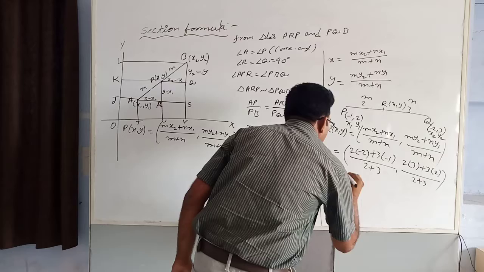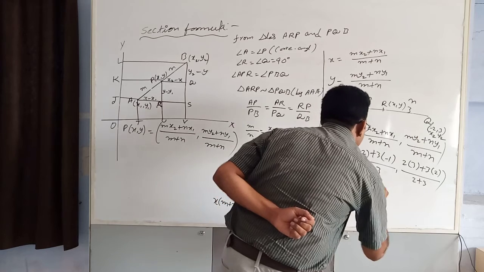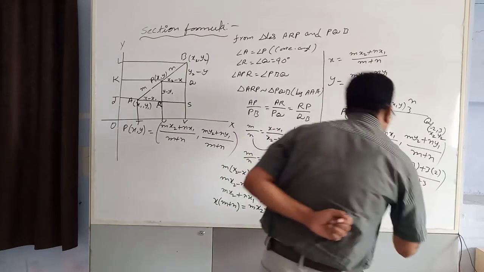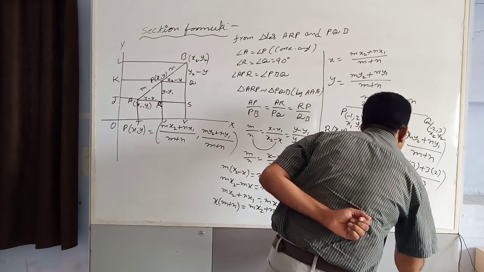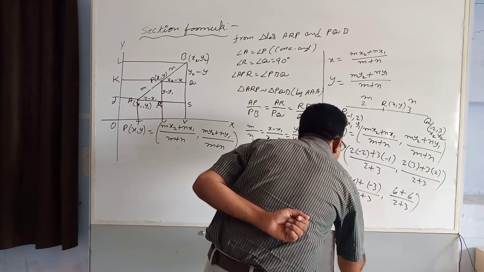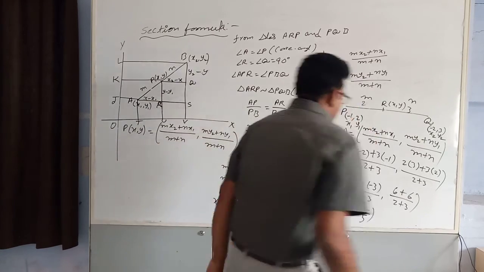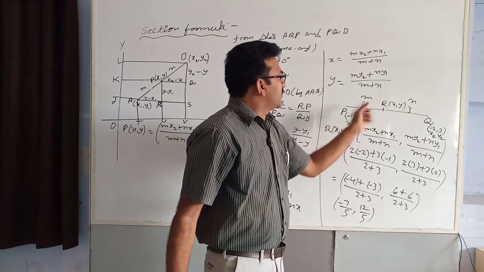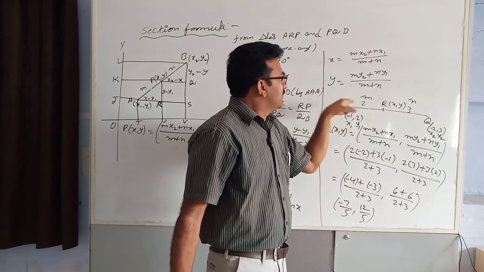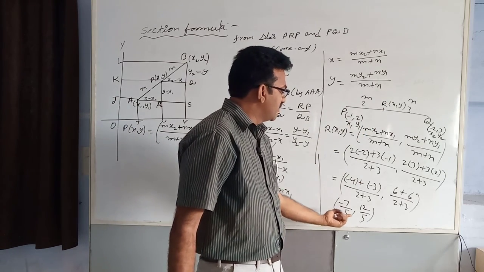So we have to do some calculation. Minus 4 plus minus 3 by 2 plus 3, 6 plus 6 by 2 plus 3. So finally here minus 7 by 5 comma minus 12 by 5. So this is the point x comma y on the PQ line segment, which divides it in the ratio 2:3 internally. Finally we got minus 7 by 5 comma 12 by 5.